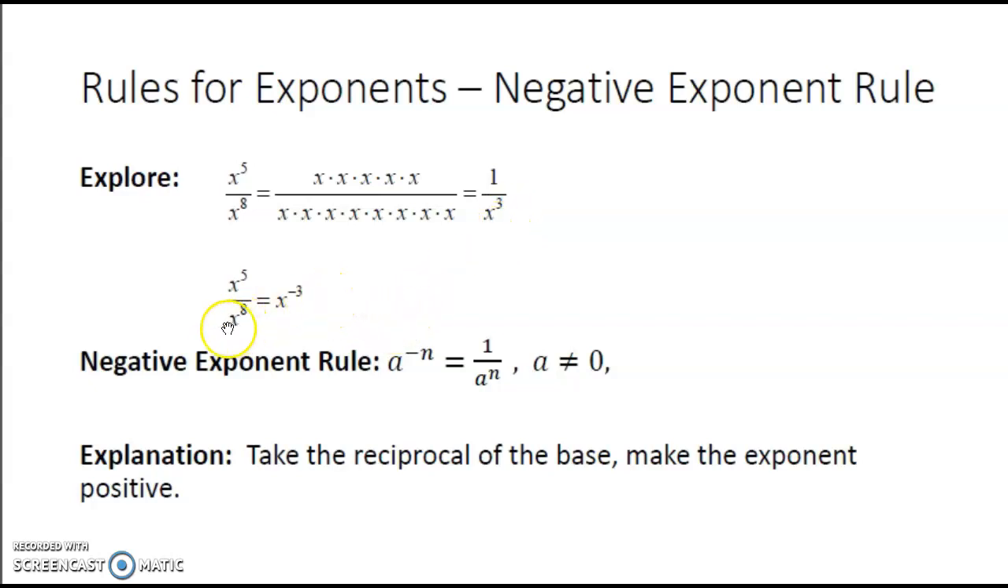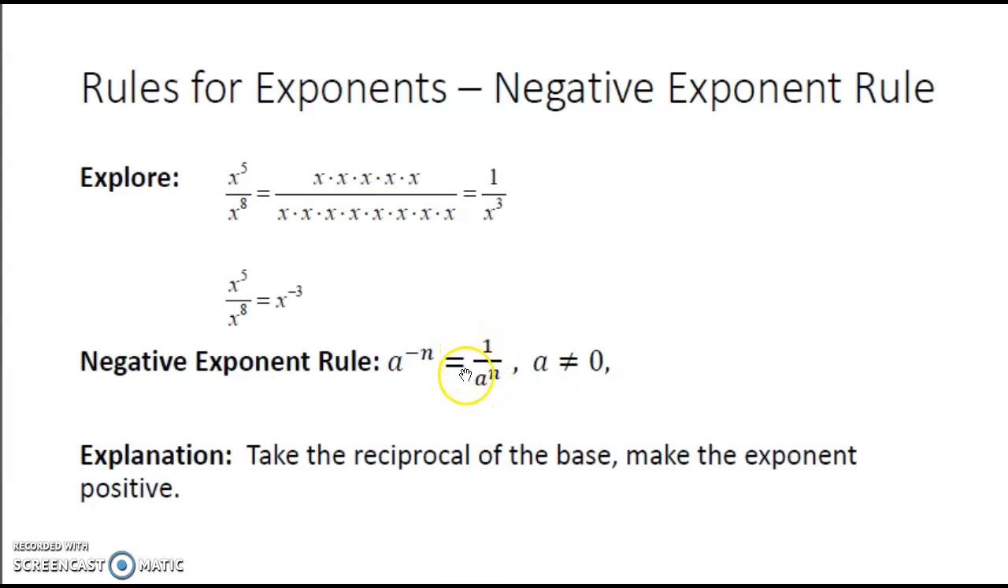But applying the quotient rule here, we can subtract the exponents, top minus bottom, so 5 minus 8 gives us negative 3. So that expression is also equal to x to the negative third. Therefore, x to the negative third must also be equal to 1 over x to the third. So that brings us to our negative exponent rule. If we have a to the negative nth power, we can rewrite that as an expression with a positive exponent by taking the reciprocal of the base, so 1 over a, and raising that to the positive nth power. This, of course, only works when a is not equal to 0.